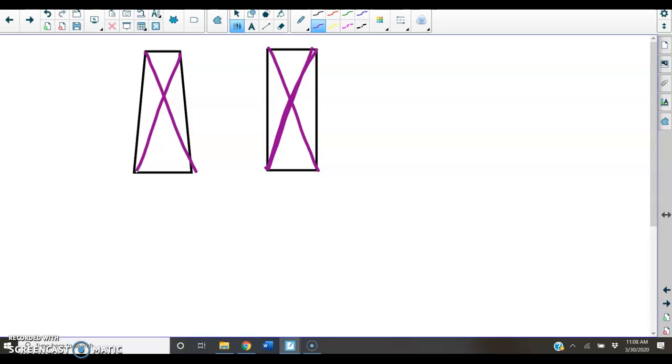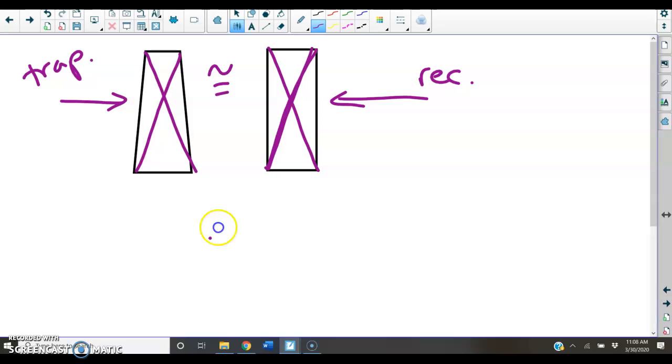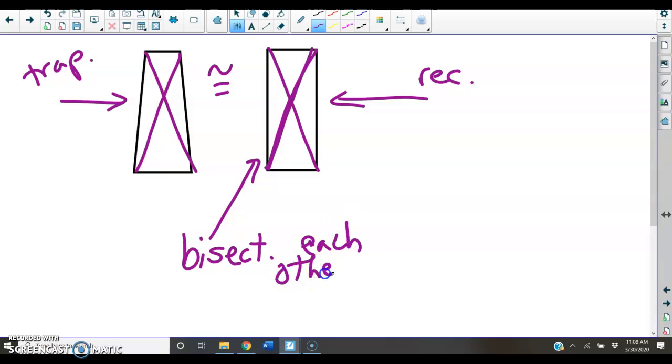What is the difference between the diagonals on a rectangle and that on a trapezoid? Well, on a trapezoid and a rectangle, they're both congruent. But on a rectangle, they also bisect each other. But on a trapezoid, notice they do not bisect each other. And that's the mistake she made. So I want you to note that small difference.